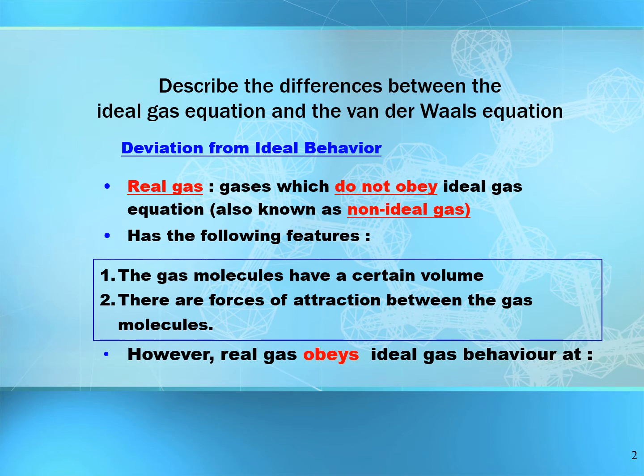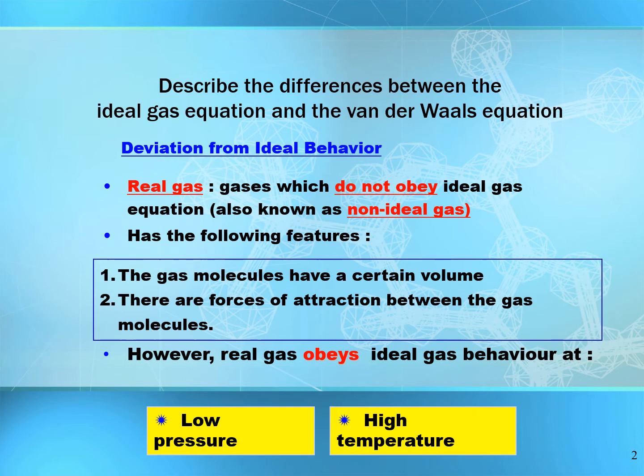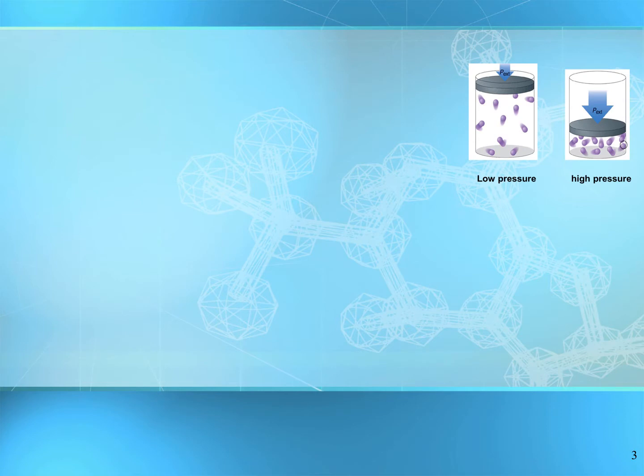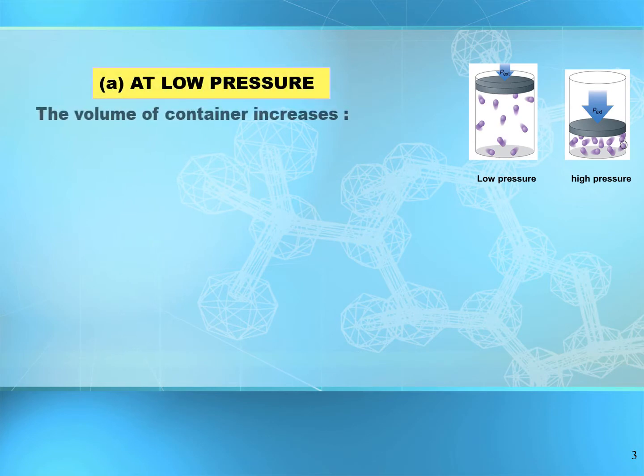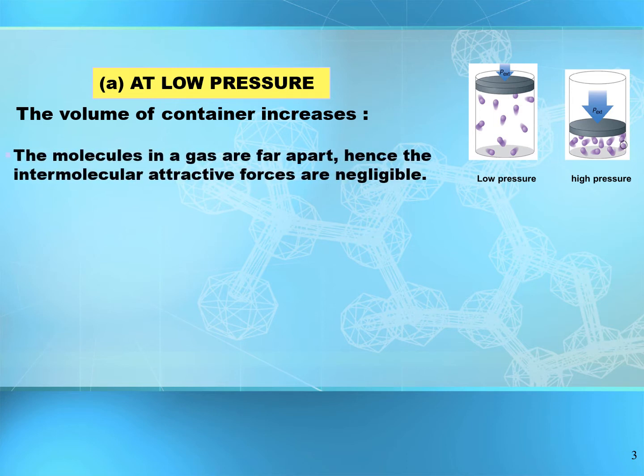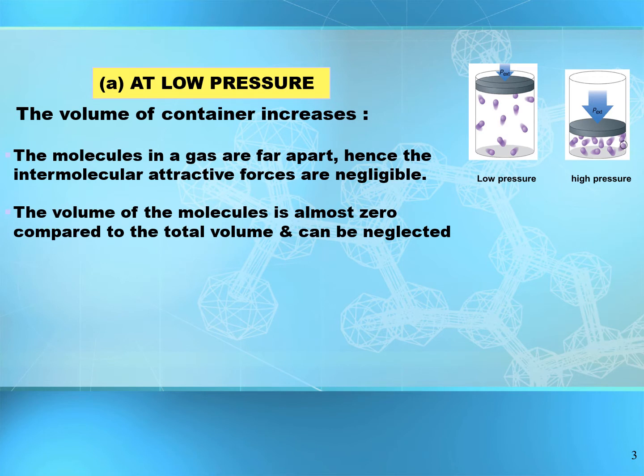However, real gas obeys ideal gas behavior at two conditions. The first one, at low pressure and at high temperature. At low pressure, the volume of the container increases. The molecules in a gas are far apart, hence the intermolecular attractive forces are negligible. The volume of the molecules is almost zero compared to the total volume, and it can be neglected.